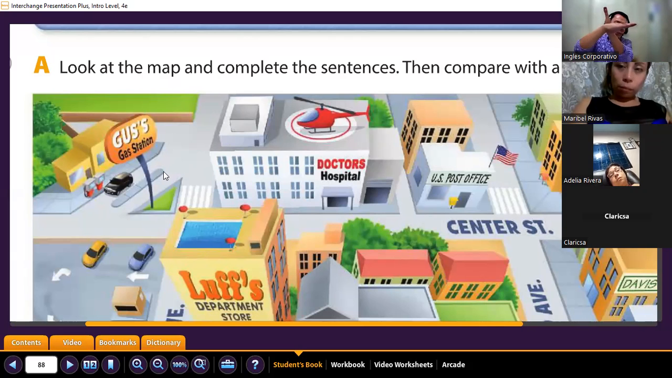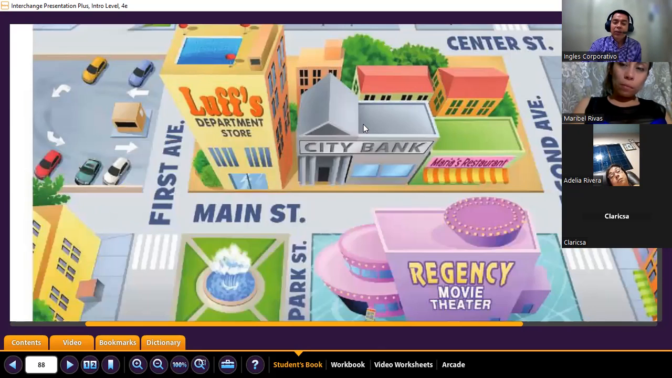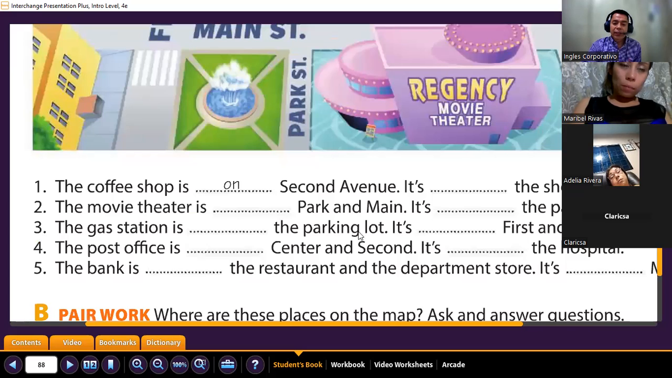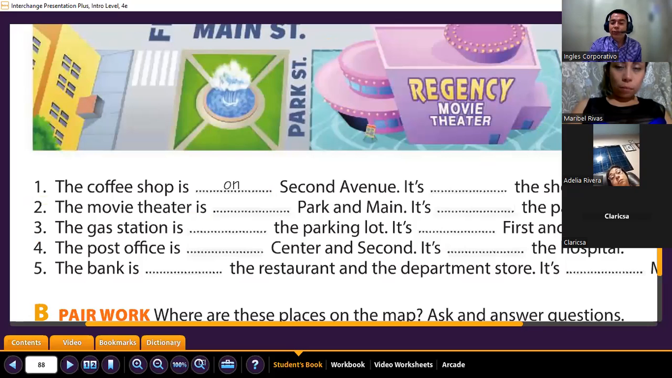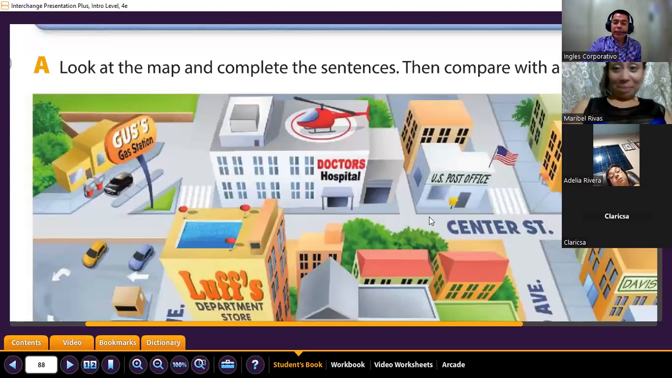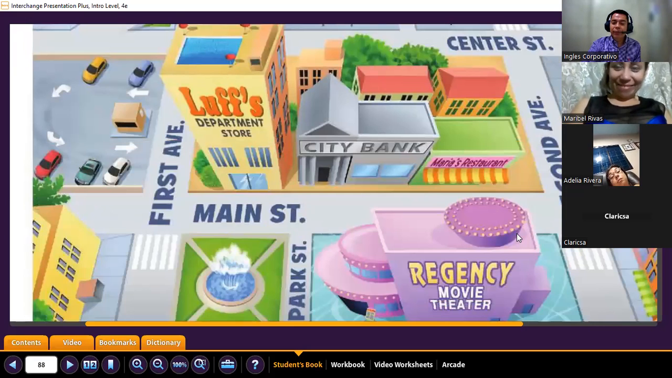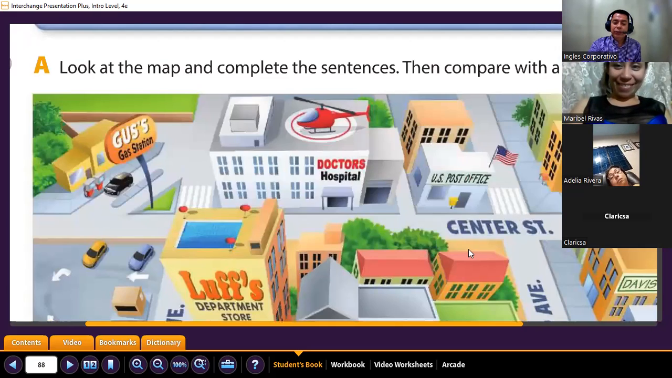Esta es la Center y esta es la First, ¿ve? Convergen en la Gas Station. Por eso se dice on the corner of, right? It's on the corner of First Avenue and Center Street, right? ¿Vamos entendiendo? Ok, nos vamos ahora a la post office, right? Post office, algo similar, ¿eh? Aquí está la Second Avenue y aquí está la Center Street, right?